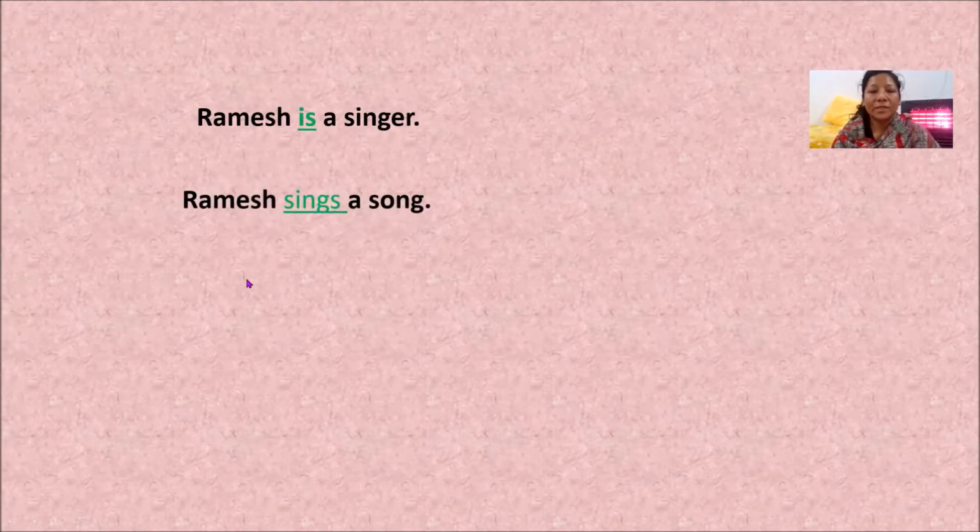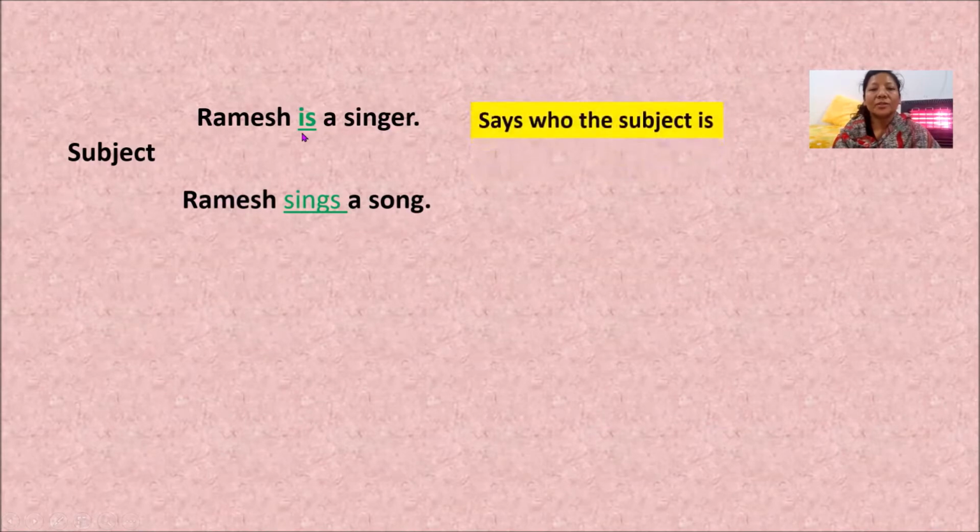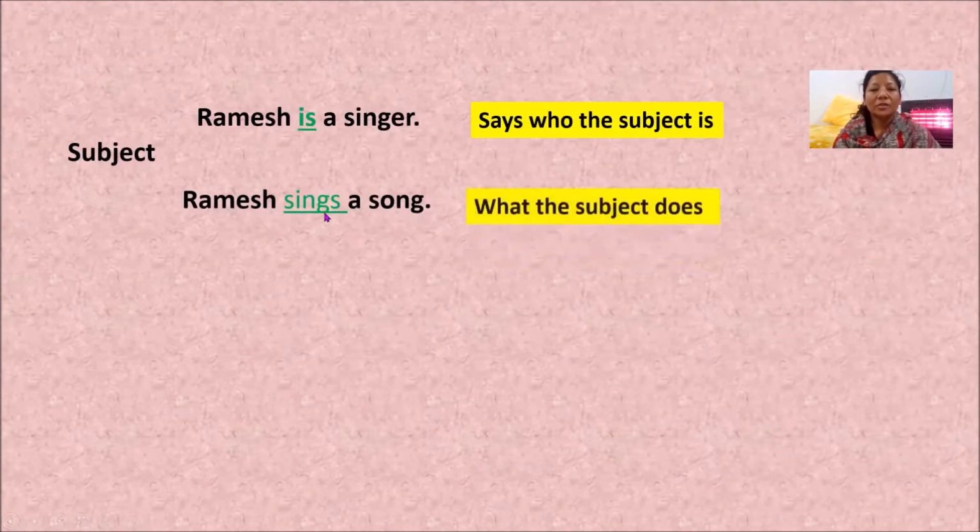In these two sentences, what is the subject? Ramesh, okay? Ramesh is a singer. Ramesh is the subject. Ramesh sings a song. Here also Ramesh is the subject, okay? Here is the word which says who the subject is, and sings shows what the subject does, okay?